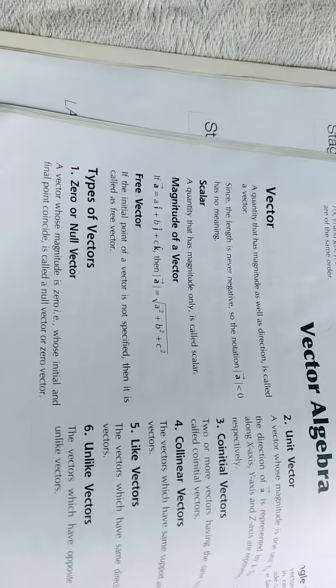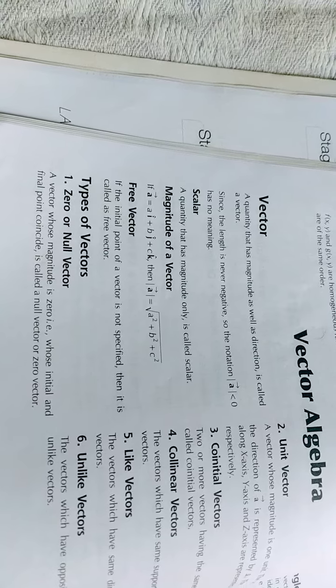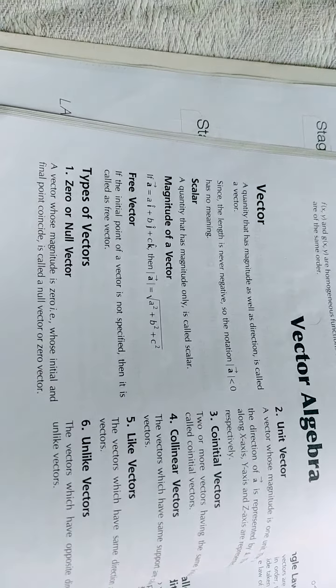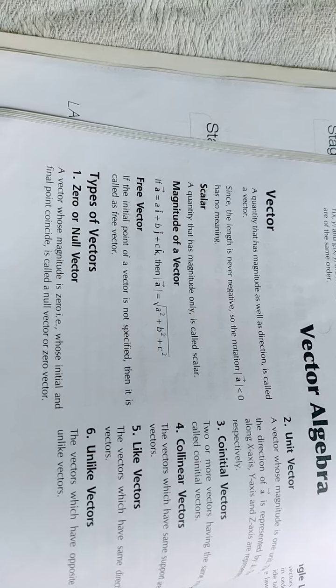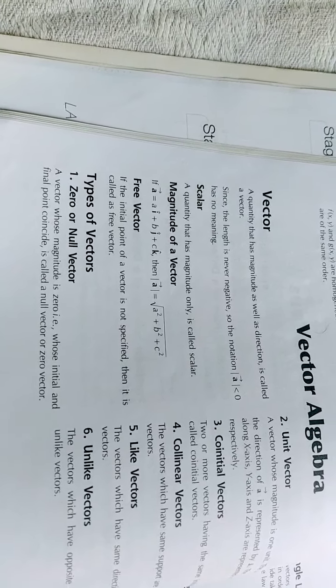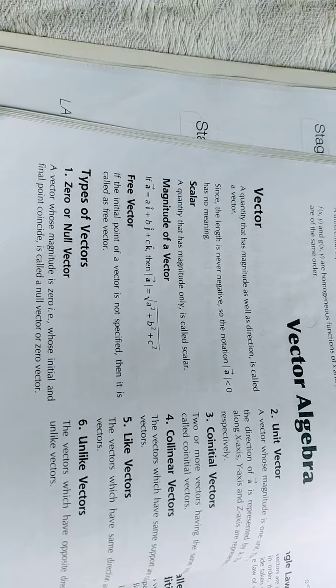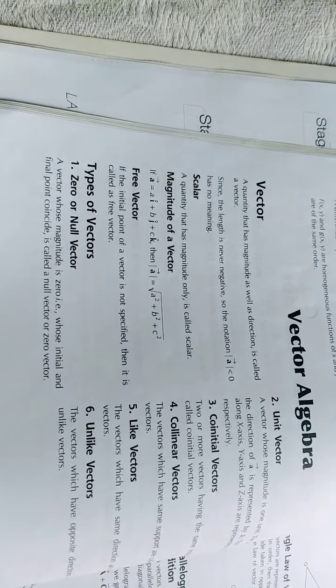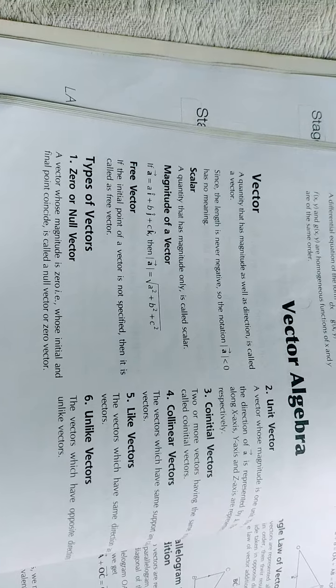So in this way we see there are many types of vectors. And what are vectors? Physical quantities having direction and magnitude, and this is the basic concept. Scalar has only magnitude, no direction, no need of direction. Vector algebra depends on this point. This is very important, dear students.